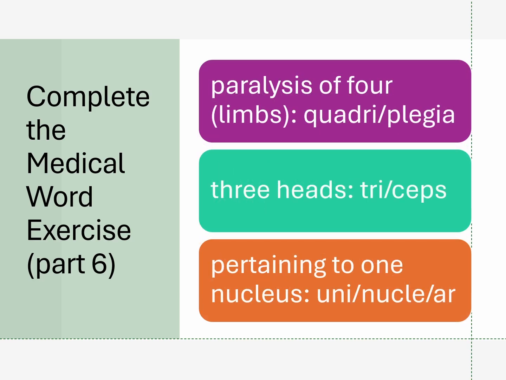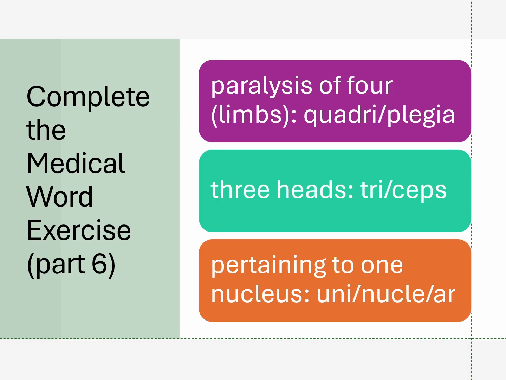So paralysis of four limbs is quadriplegia. Three heads is triceps. And pertaining to one nucleus is uninuclear. So there's a suffix there at the end, AR, which means pertaining to.